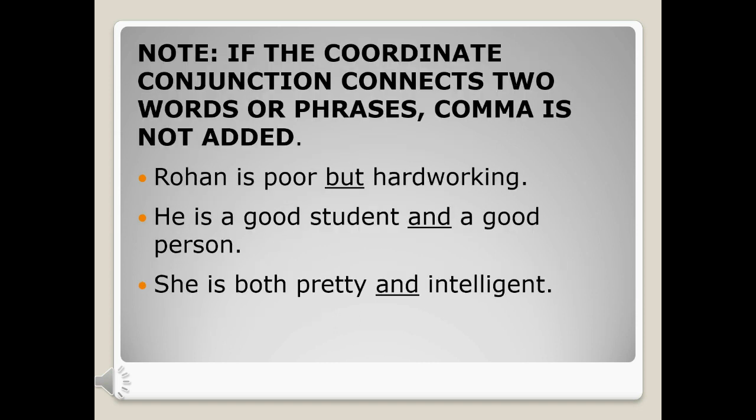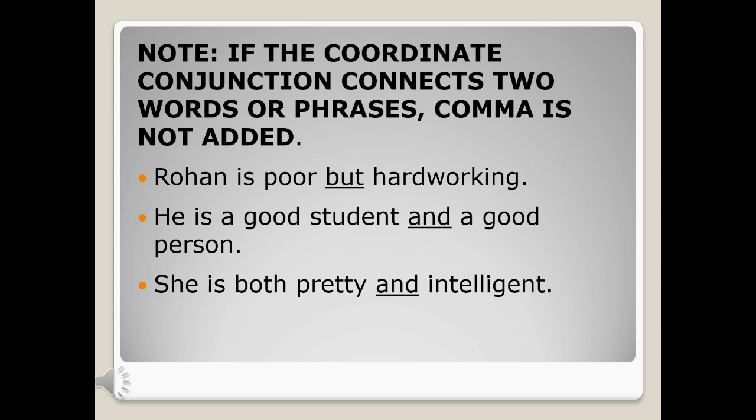Note, if the coordinate conjunction connects two words or phrases, a comma is not added. Example, Rohan is poor but hardworking. As you can see in this sentence, there are two words, poor and hardworking, separated by the coordinate conjunction but. There is no comma used before the conjunction but.